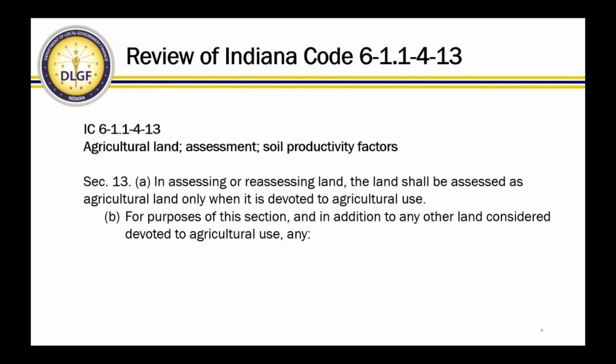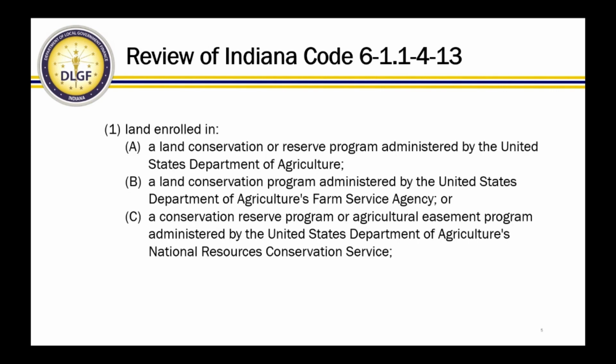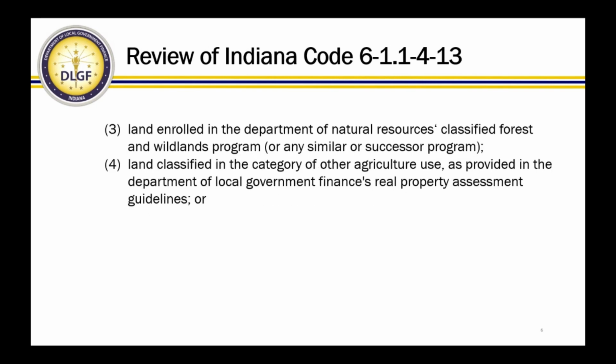So for agricultural land, you can see that it may be enrolled in a land conservation or reserve program administered by the United States Department of Agriculture, or something administered by the USDA's Natural Resources Conservation Service, easy for me to say. But it also could be land enrolled in the Department of Natural Resources Classified Forest and Wildlands Program. We'll talk about that a little bit later.